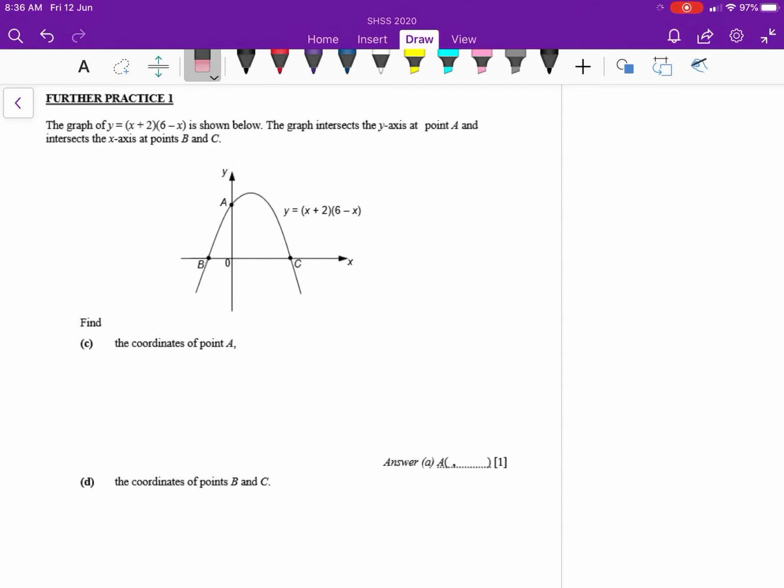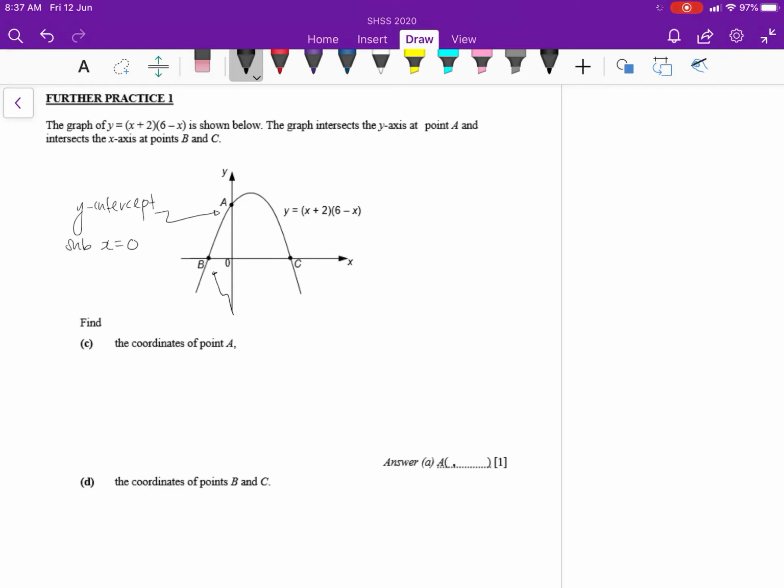Now, in further practice 1, they said the graph of y equals x plus 2, 6 minus x is shown below. It intersects the y-axis at point A and intersects the x-axis at points B and C. They ask you to find the coordinates of point A. Now, the coordinates of point A is your y-intercept. As what I taught in my previous lesson, to find the y-intercept, you need to substitute x equals 0 to find the value of A.